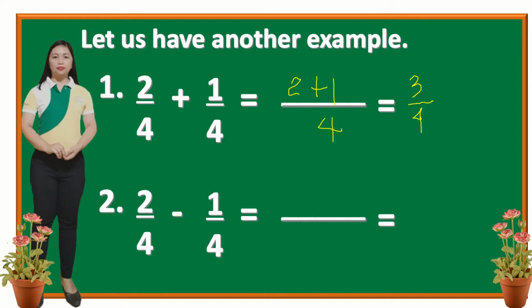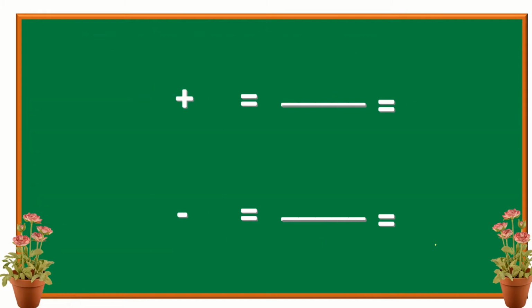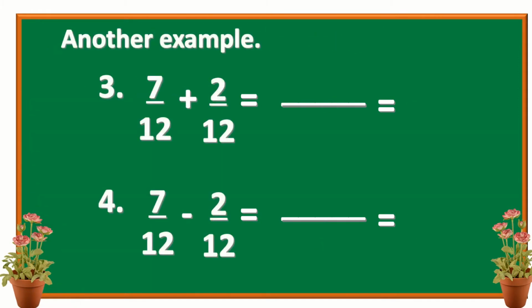Excuse me. Then, again, 2 minus 1. We copy 4 as your denominator. So, what is 2 minus 1? That would be 1 over 4. Again, very much easy. So, the answer now is 1/4. Did you get me? Okay, very good. Now, let us go to number 3.